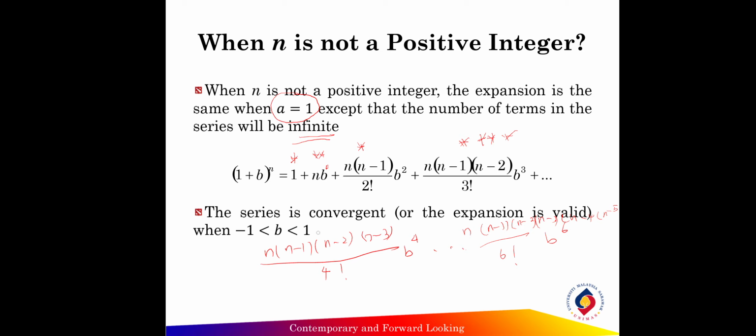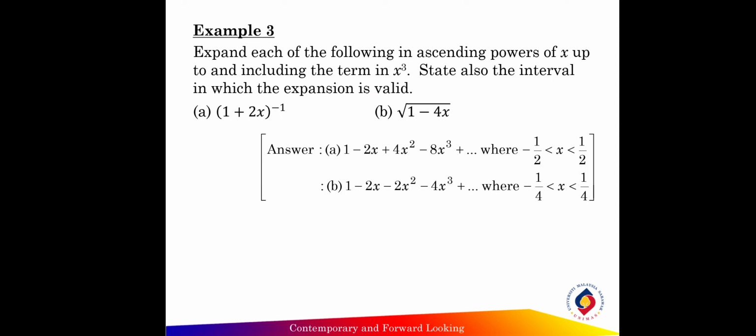In order for this series to be convergent, to be valid, another thing that you have to remember is your b must be between -1 and 1. I will further explain this by using an example. Let's go into example 3.